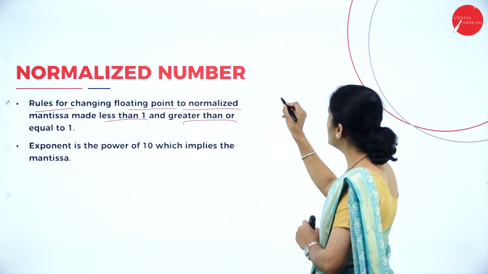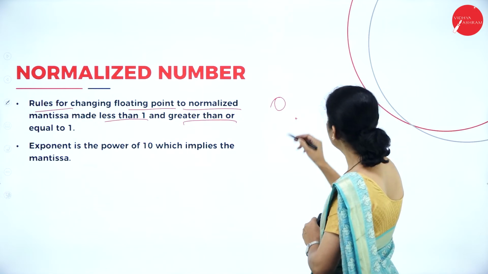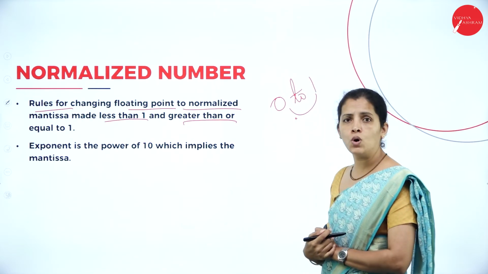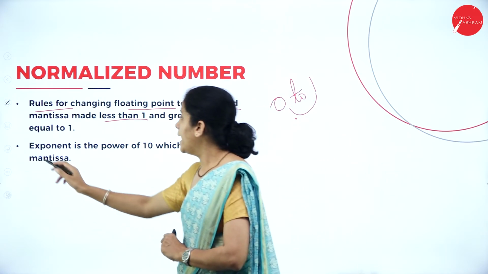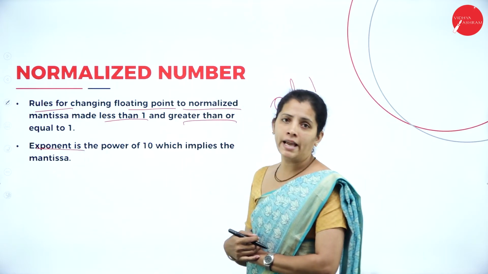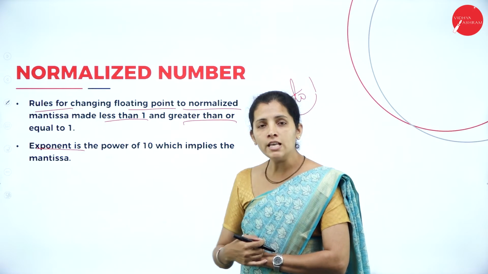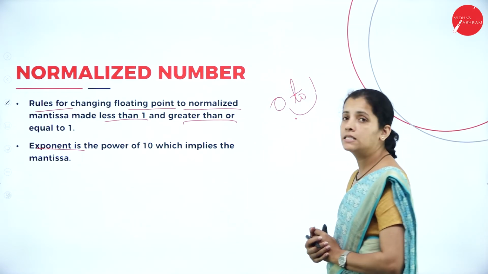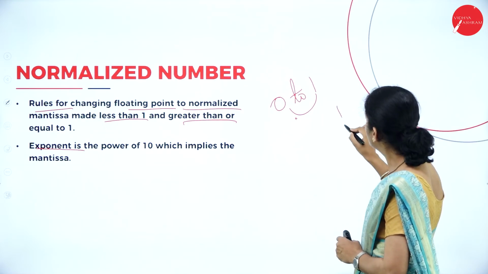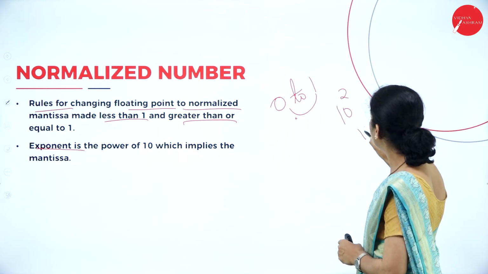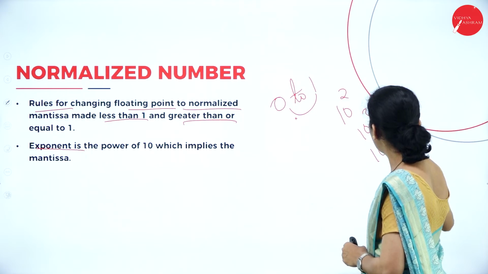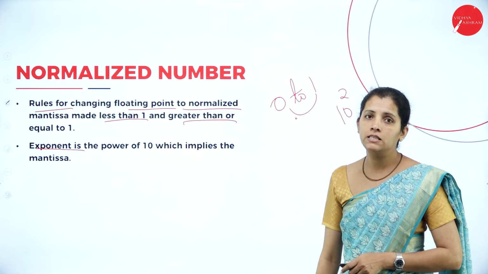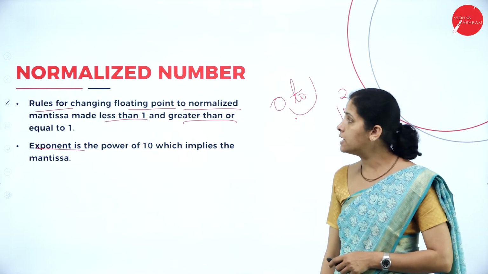So, the mantissa lies between 0 to 1. That means in between 0 to 1. Exponent is the power of 10. So always exponent is the power of 10, which implies the mantissa. So I'm going to write 10 to the power 2, 10 to the power 3, 10 to the power 5. Okay, these are the two rules we have to consider while normalizing the number.